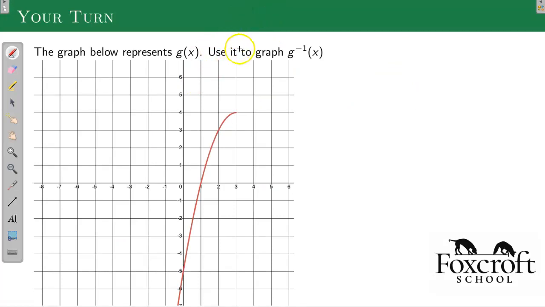So here's one for you to try on your own. There's this original graph g of x. Try to use the points on g of x to graph g inverse. So go ahead and do that, and I'll show you the answer in 3, 2, 1.